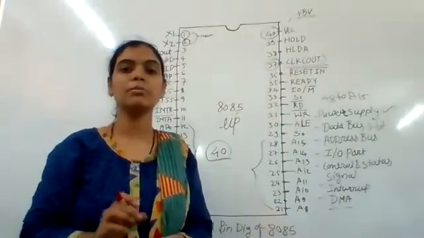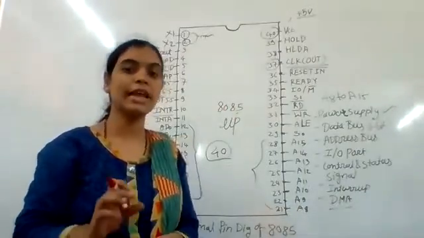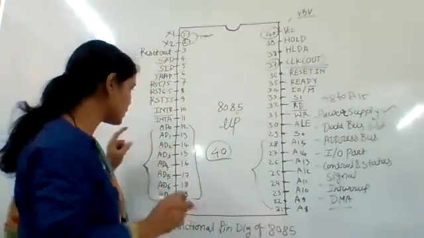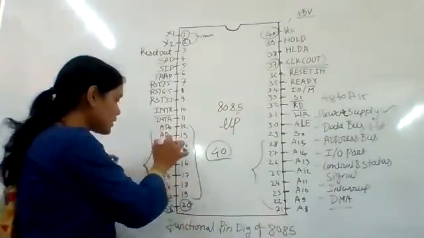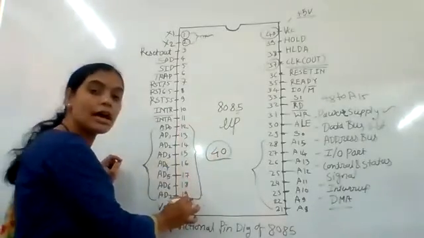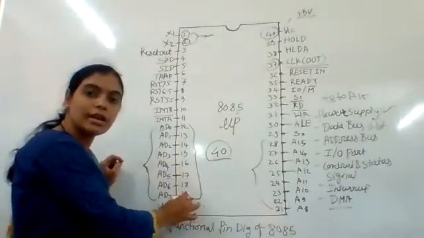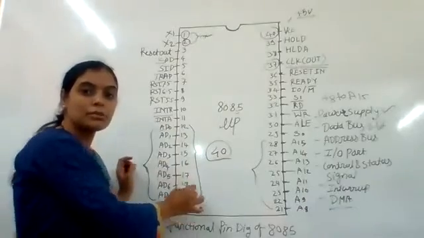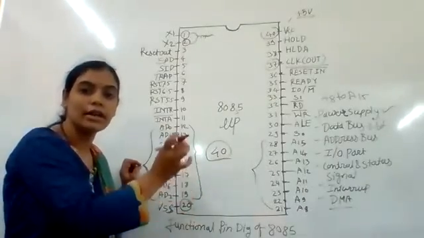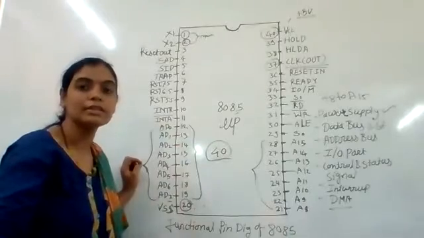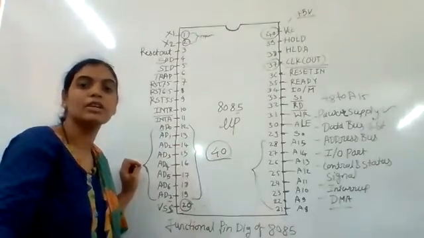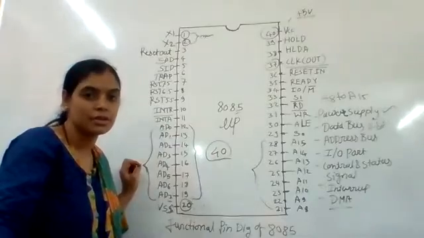To reduce the number of bus lines, these 8-bit data bus lines are multiplexed. These lines sometimes act as the address bus and sometimes act as the data bus. The 8-bit data bus lines are multiplexed with the 8-bit address bus.